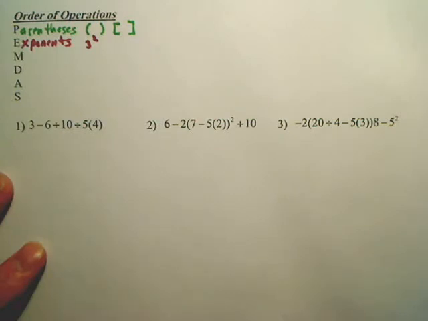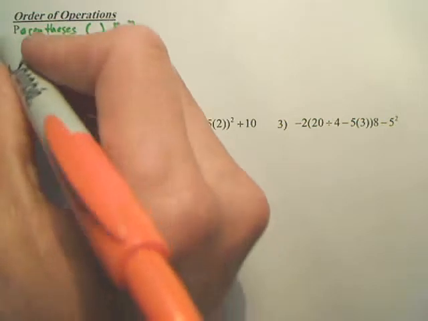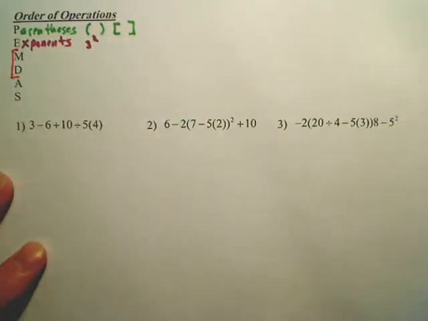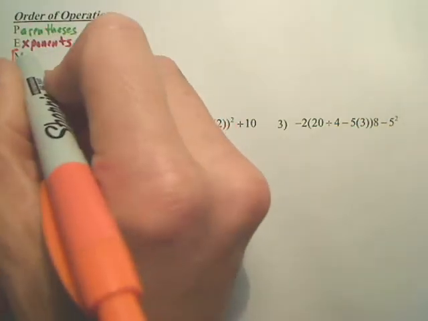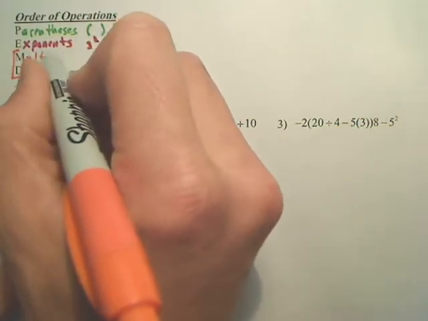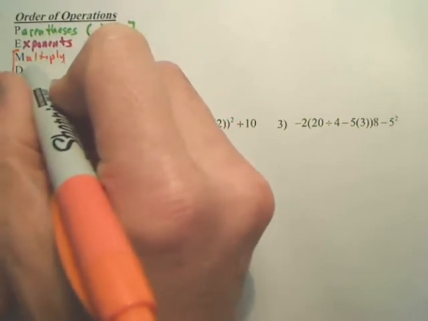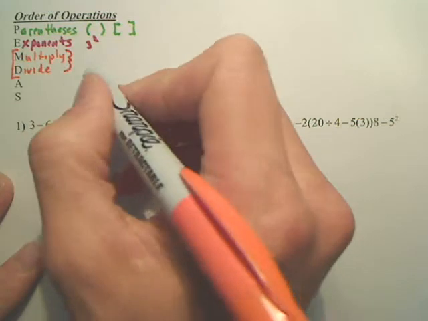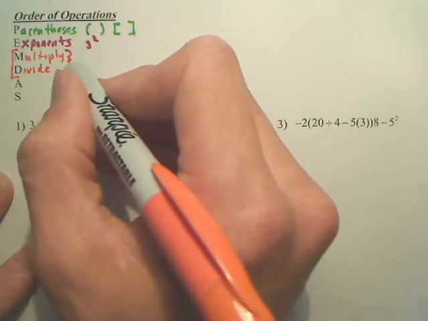Next, M stands for multiply, D stands for divide. Now, what the problem is, do you understand multiply and divide are actually one thing? They're opposites of each other. They don't always go multiply then divide. It all depends on what comes first. So, this is multiply. This is divide. That's one group.